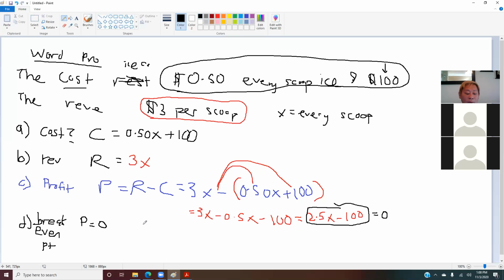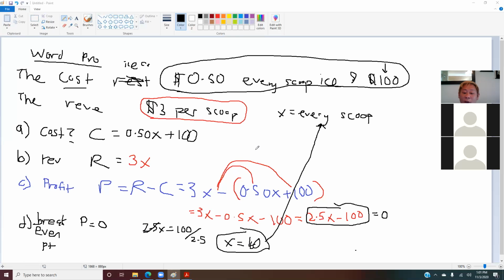So this will be what? 2.5x equals 100, right? And then you have to divide this by 2.5. Anyone got an answer? X is what? Calculators. 100 divided by 2.5. You get what? 40. So that means that if you sell 40 scoops of ice cream, your profit is 0.